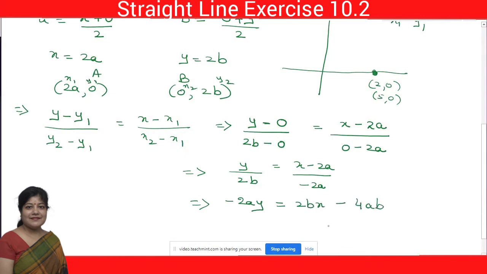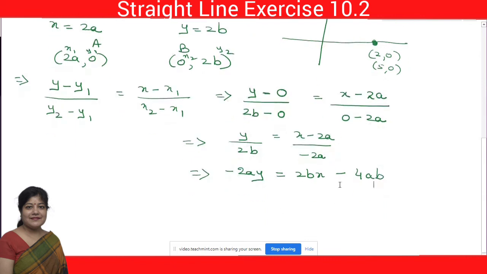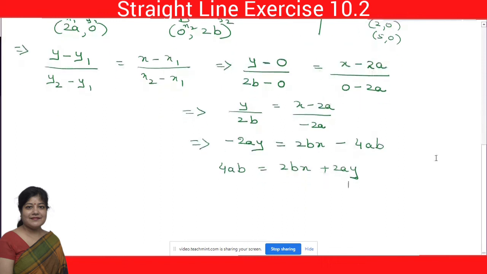Clear? Okay, ma'am. We bring 4ab here and 2bx and 2ay here. Ma'am, negative. Okay. Yes, to make everything positive. Now I divide everything with 2ab.